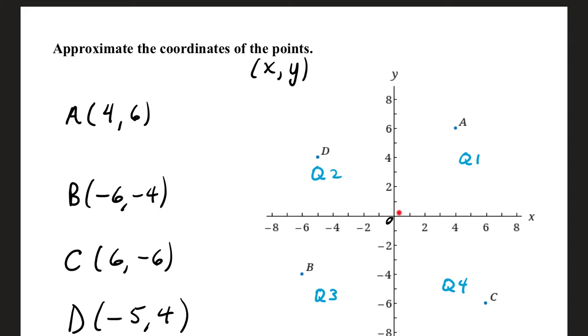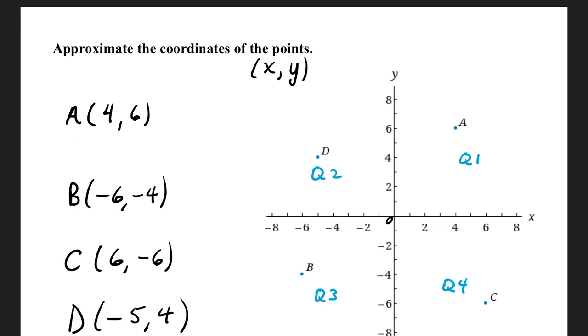Go back to the origin. To get to point B, we go left 6, down 4: negative 6, negative 4. Always go in the X direction first, then the Y direction. Point C, starting at the origin, we have to go right 6, down 6. And then finally, point D, starting at the origin, we go left 5, up 4: negative 5, positive 4.